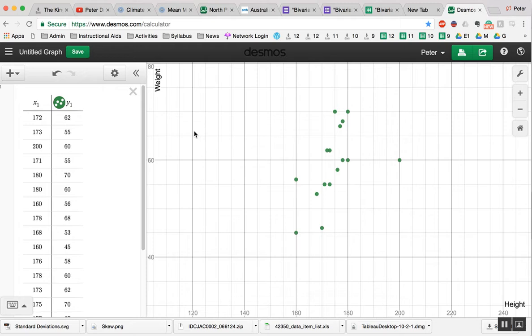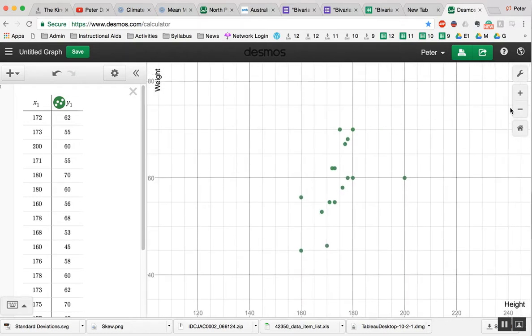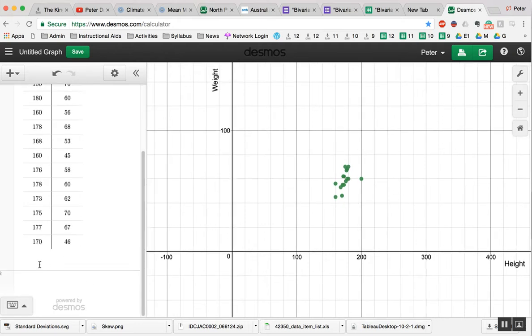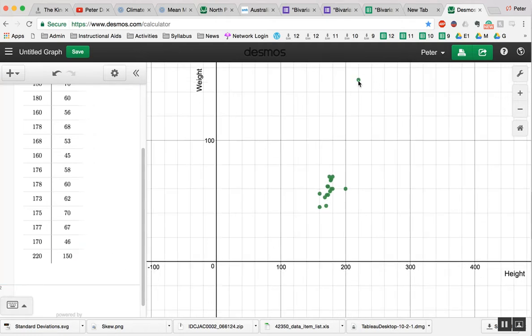Outliers will be unique, unusual scores. If I do want to throw an outlier in here, just so you get the point, let's say Shaq rolled up to math class. I don't know how tall he is. Let's say it's 220, and let's say Shaq's weight in kilos is 150. So that's Shaq there, by the way. Obviously well out an outlier in our class.